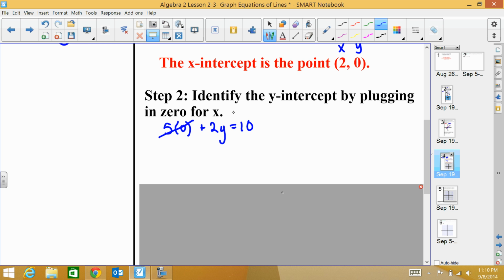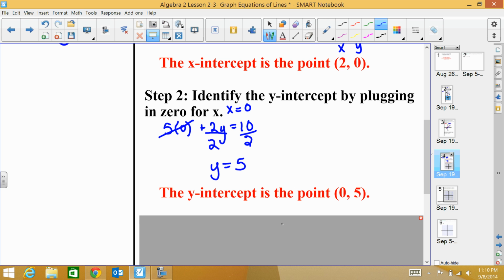So I have 2y equals 10. So then if I divide by 2, I get y equals 5. So now, when I plugged in 0 for x, I got 5 for y. So my y-intercept is going to be the point (0, 5), because this is what I plugged in for x, this is what I got for y.